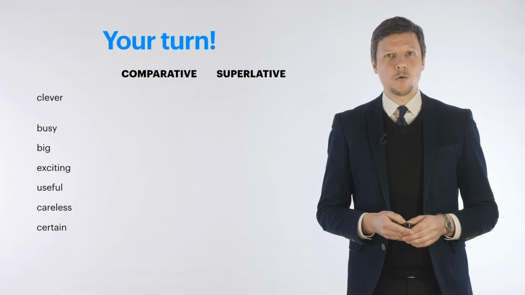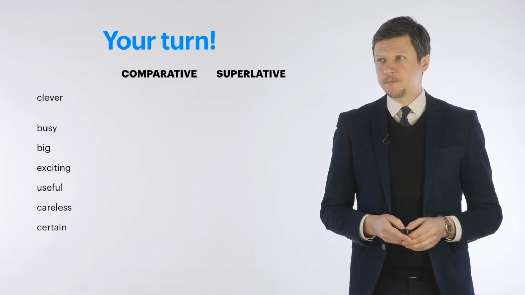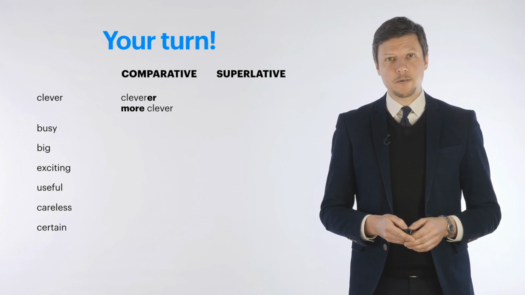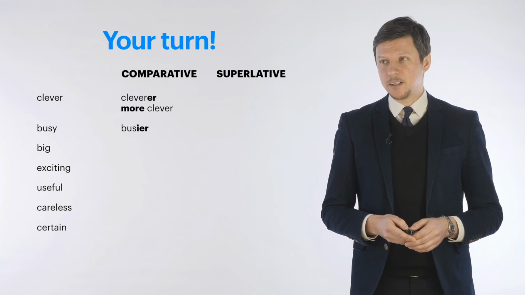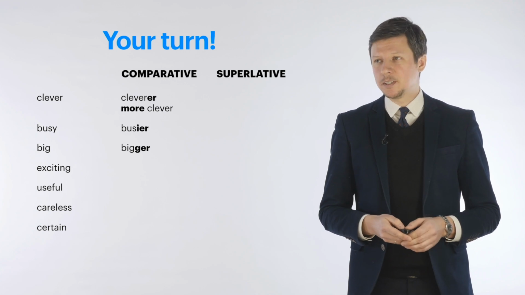So, I hope all your answers are correct. Let's check them now. The first one is tricky. Clever has two forms, cleverer or more clever. Busy ends with an IER. Big, bigger, we have to double the last consonant.